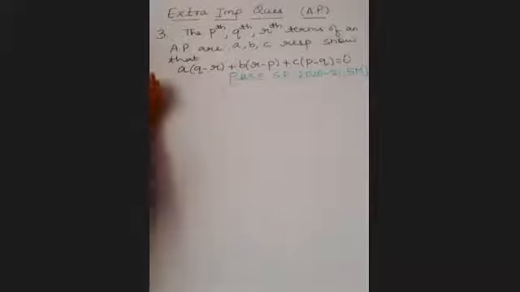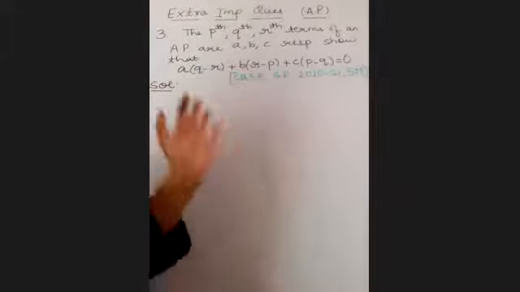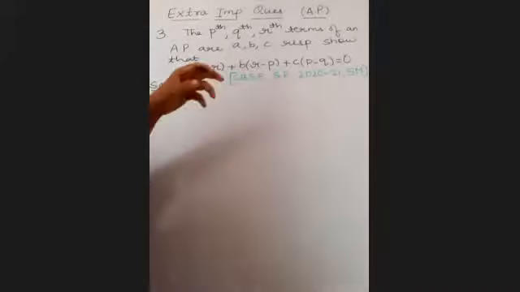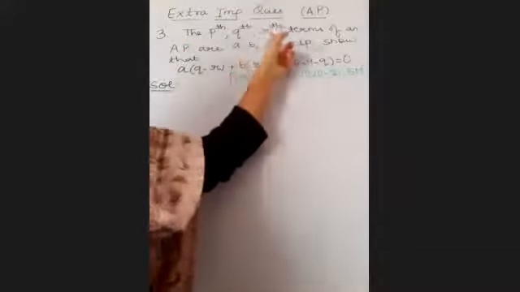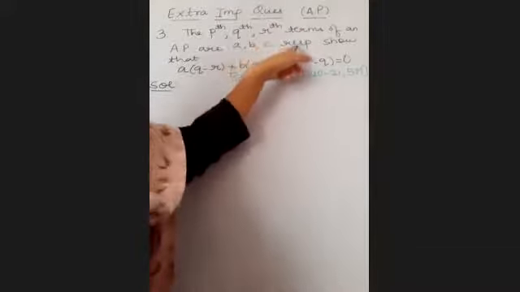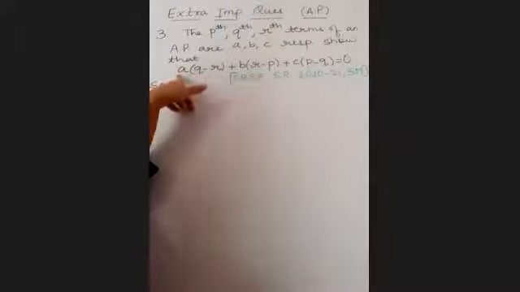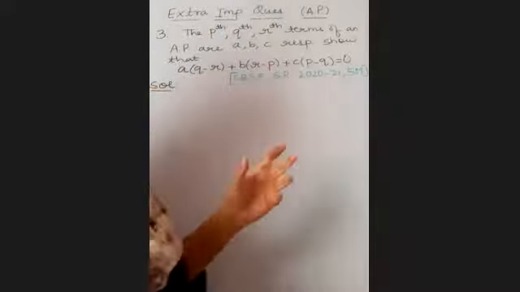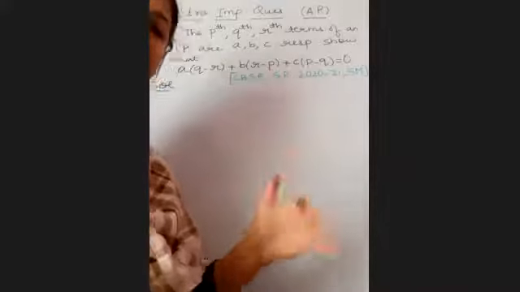Yes, children. As you can see, I have marked that this question is asked in CBSE sample paper 2021 for 5 marks. You may be finding the question very difficult by looking at it, but the question is very easy, believe me. The pth, qth, and rth terms of an AP are A, B, C, respectively. Show that this thing. But first of all, whatever is given, just start with that.